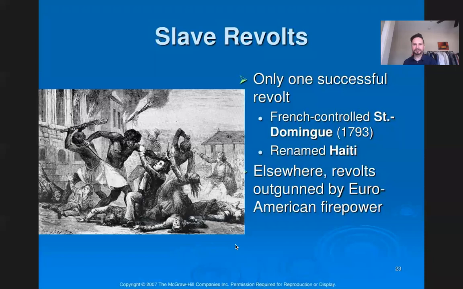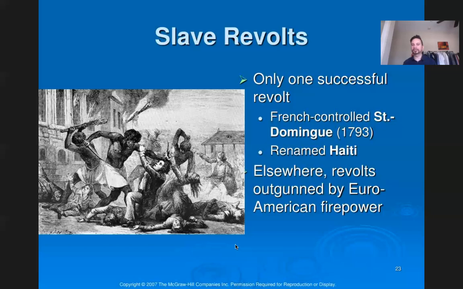So there were some slave revolts. They were unusual, because whenever there were revolts, they were crushed, and the people participating in them were usually tortured, killed, and mutilated. So as you can imagine, if those are the consequences, you're probably not likely to revolt. But there were some.